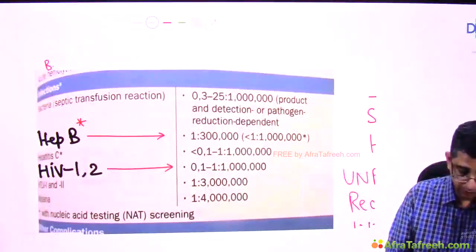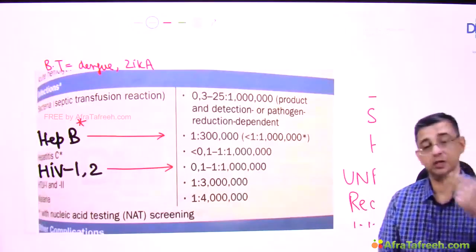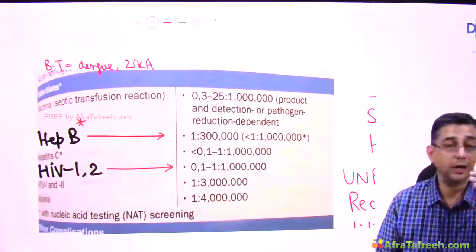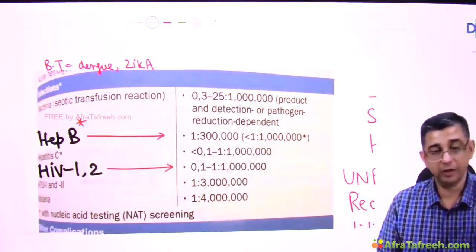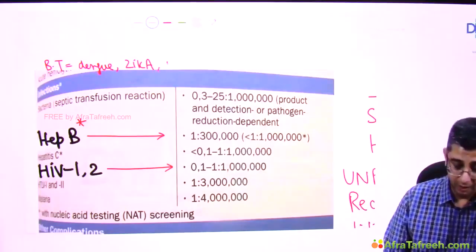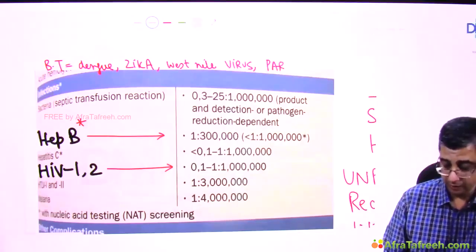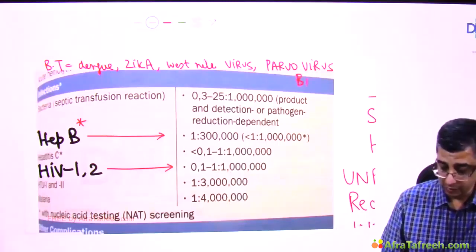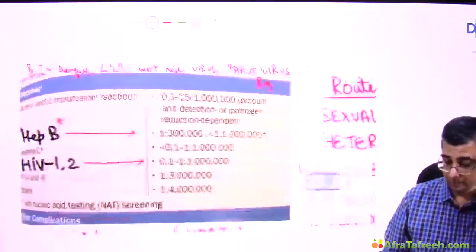So blood transfusion can be associated with transmission of dengue, Zika virus. That is important because Zika virus is discussed separately, but if a lady is Zika virus positive in the first trimester, then the baby can end up with development of microcephaly. West Nile virus can also be transmitted. Parvovirus B19, yes, the virus which is responsible for aplastic crisis and also responsible for slapped cheek appearance in babies, that is erythema infectiosum, can be transmitted.